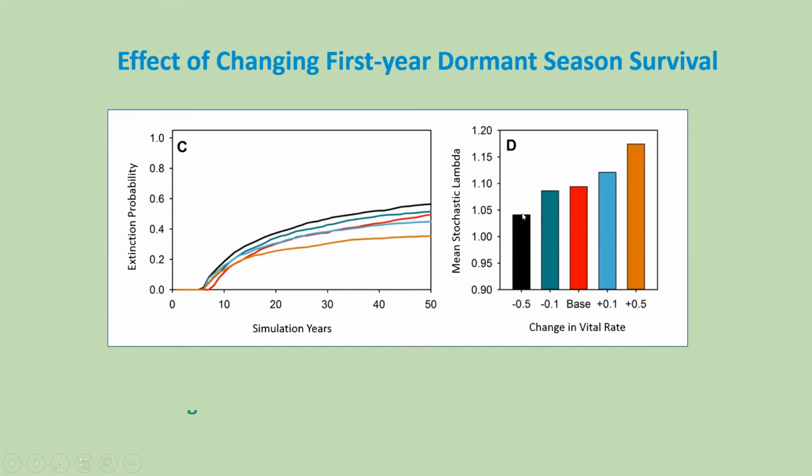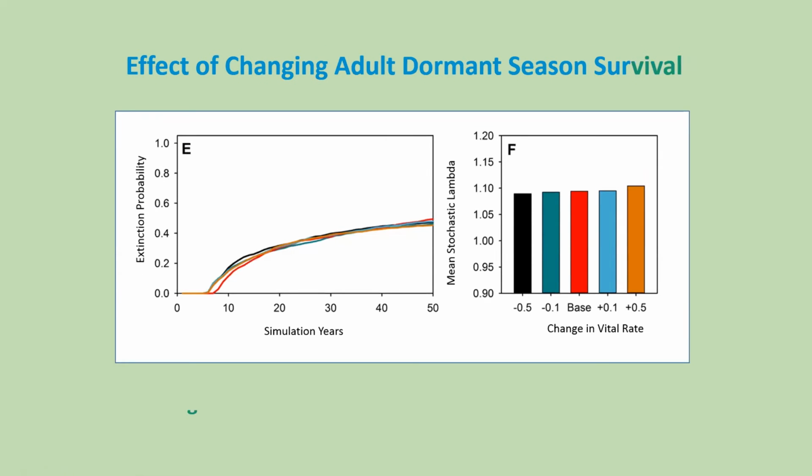This didn't have as much effect as germinant survival reduction, but it still dropped stochastic lambda by a good chunk. Maybe it dropped it from 1.08 to 1.035, something like that. So it had an effect, not as much as changing germinant survival. Okay, here's the interesting thing.